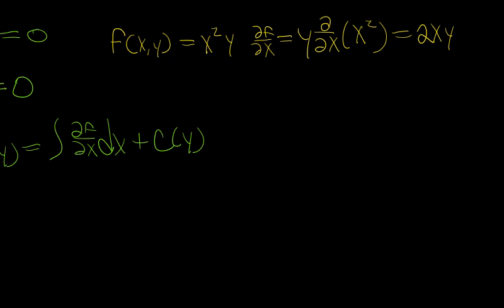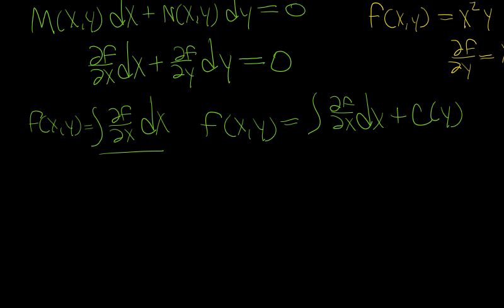And then if we wanted to take the partial derivative of this with respect to y, we would treat x squared as a constant, and then we would take the derivative of the term y. And that would end up resulting in just x squared.